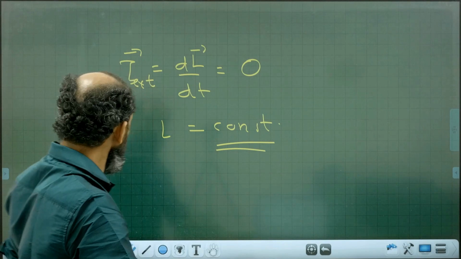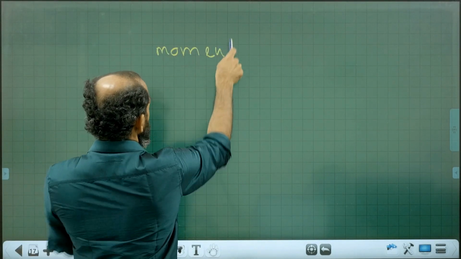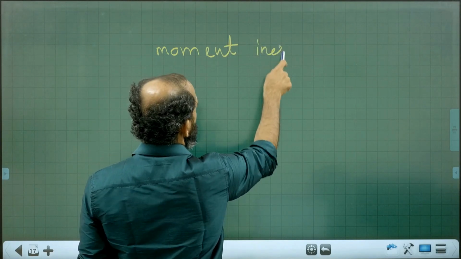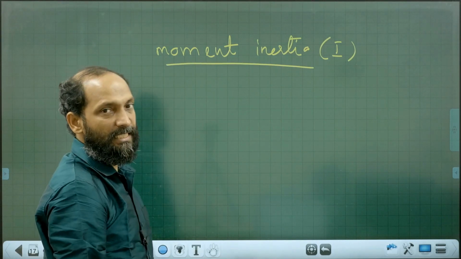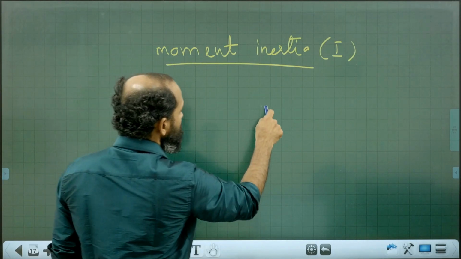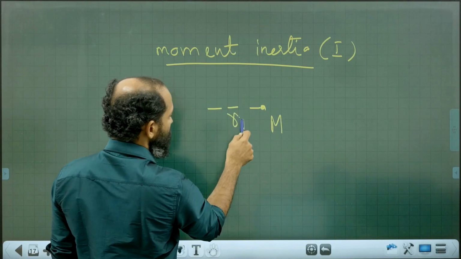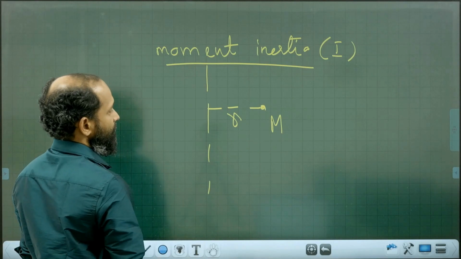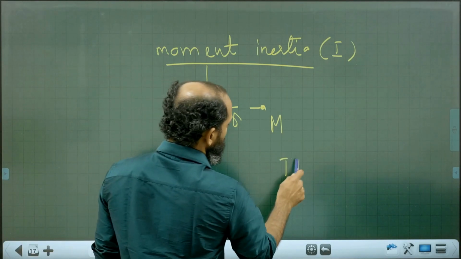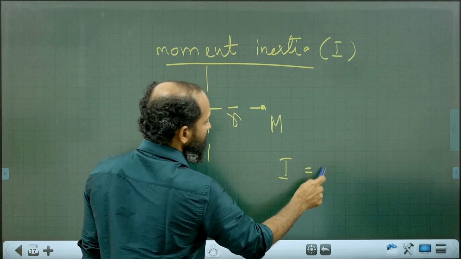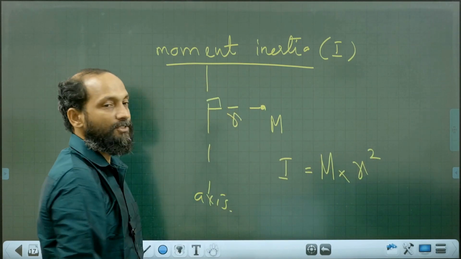Now we will move on to revision of moment of inertia. Moment of inertia is going to be an important topic here. Moment of inertia is also called rotational mass or rotational inertia. The moment of inertia of a particle of mass m, situated at a distance r from an axis, about that axis is defined as the product of mass and the square of the perpendicular distance.